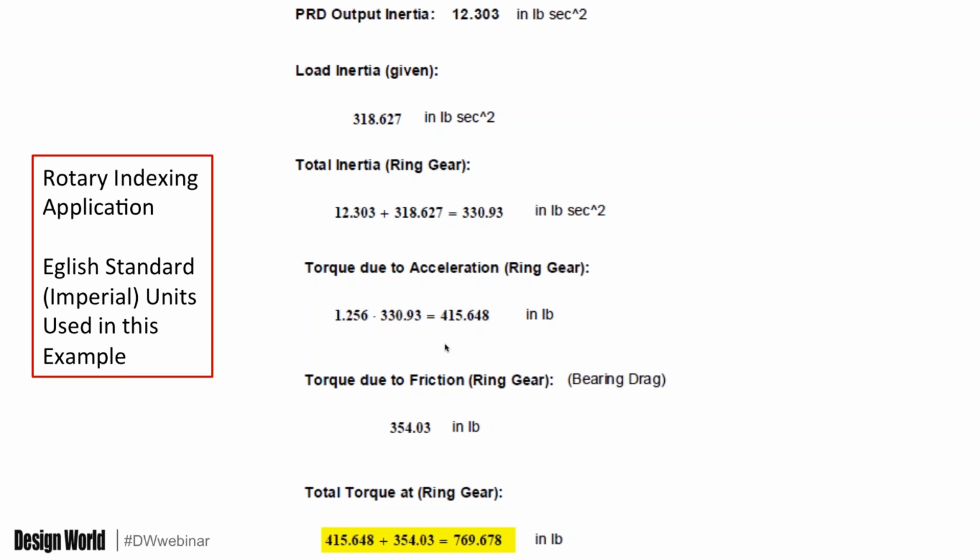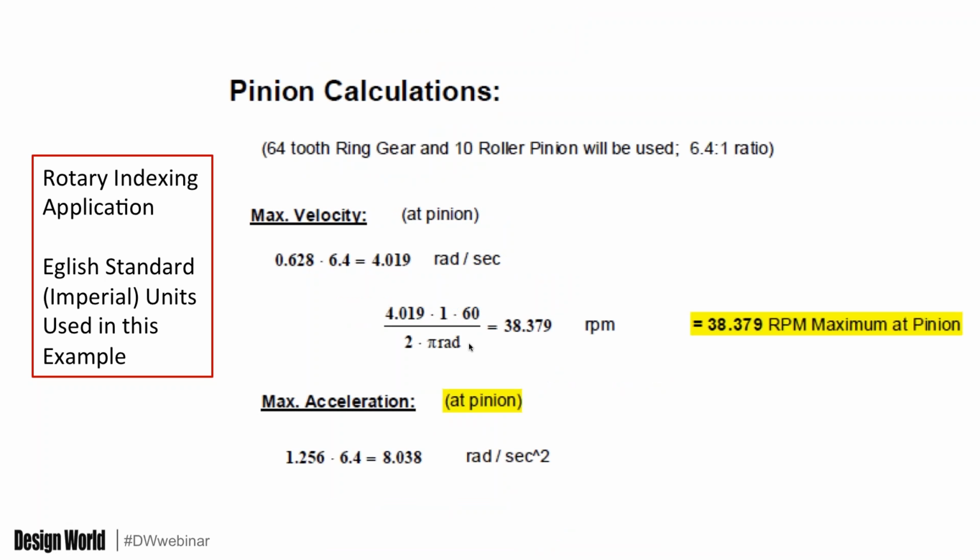115.648 inch-pounds. Bearing drag, as I mentioned before, must be considered. So this would come via a catalog page, which would come from the product itself, and that is where the 354.03 inch-pounds comes from. Now what we do is we look at the total torque at the output, and we add the two numbers together. And once you get that, you can actually compare that final output torque number to what is in the catalog.